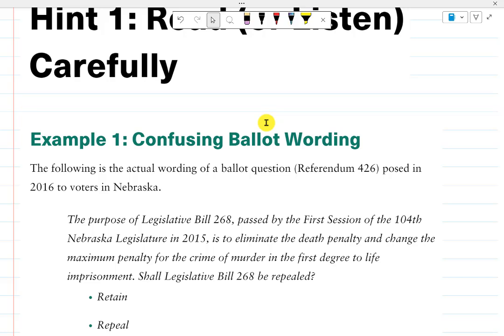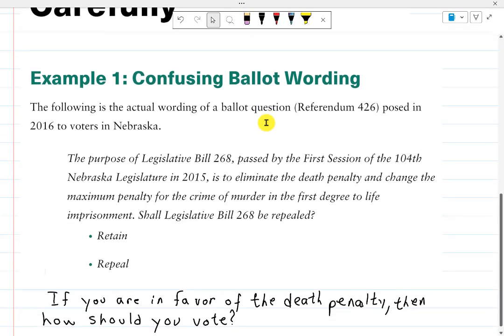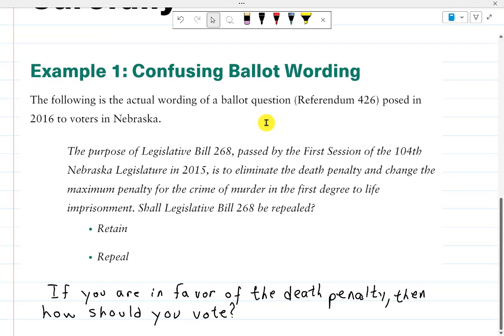The purpose of the bill, first passed by the first session of the 104th Nebraska Legislature in 2015, is to eliminate the death penalty and change the maximum penalty for the crime of murder in the first degree to life imprisonment. Shall Legislative Bill 268 be repealed? And you have 2 options here, to retain or repeal. The question that I have for you is the following. If you are in favor of the death penalty, how should you vote here?